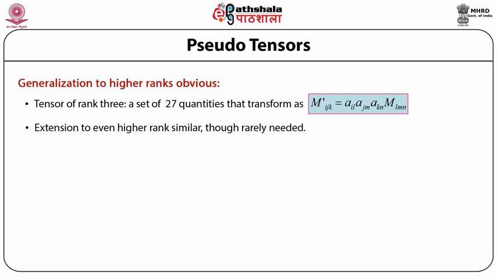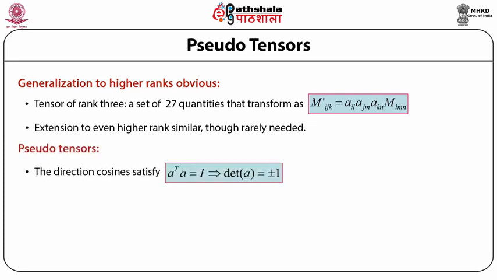Now let us come to another important quantity, which is called pseudo tensors. If we have the direction cosines such that they satisfy the equation A transpose times A is equal to the identity matrix I, then from this we have the determinant of A is equal to either +1 or -1.